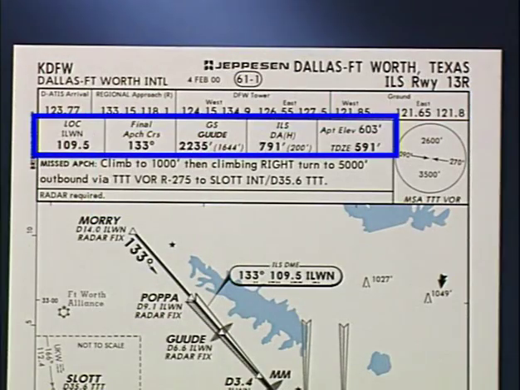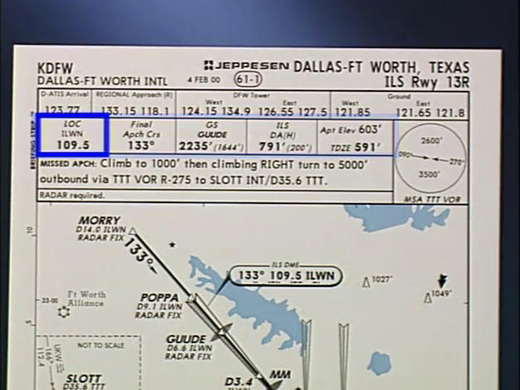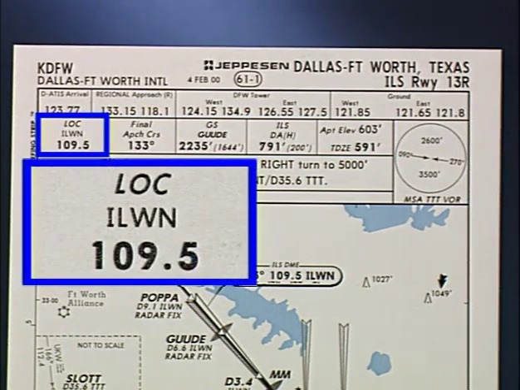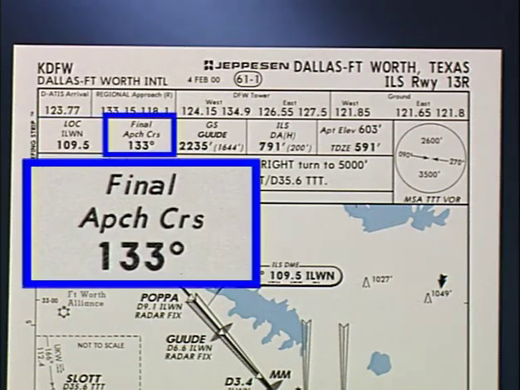The second row of boxed information is designed to provide you with a quick reference of the pertinent approach-related information. From left to right, you see the primary nav aid and its frequency and identifier. At DFW, the localizer is the primary nav aid. Its identifier is ILWN, and the frequency is 109.5. Next is the final approach course. In this case, the final approach course for the ILS runway 13 right at DFW is 133.